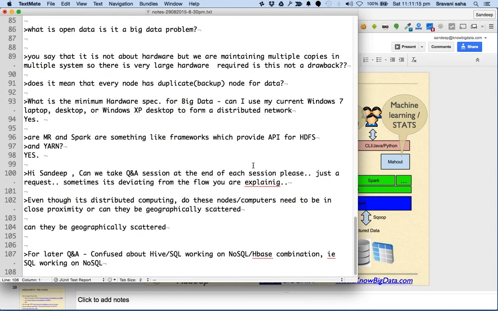Now, talking about the confusion about Hive, SQL on NoSQL and HBase combination, that is SQL working on NoSQL. Yes, so Hive does not have any storage. Hive does not provide you a way of modifying data. Hive is just an analytics tool, so it has select queries and everything. Whatever query you write gets converted into MapReduce and executes on top of HDFS or any other databases. So Hive is just a querying language which converts it into the underlying infrastructure.